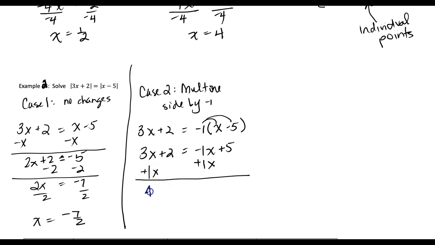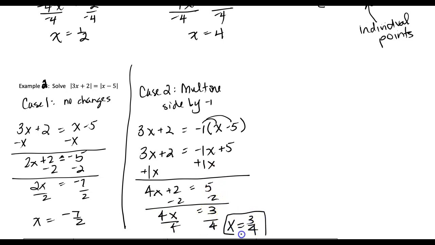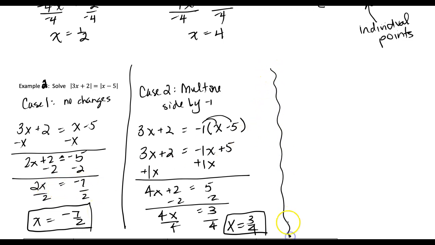So adding 1x makes it 4x plus 2 equals 5. Moving the 2 over we get 4x equals 3, and dividing by 4, we get x equals 3/4. So we have two answers right now, -7/2 and 3/4. I'm going to show you two more cases, but what you're going to find is the next two cases are really just an alternate version of case 1 and case 2.